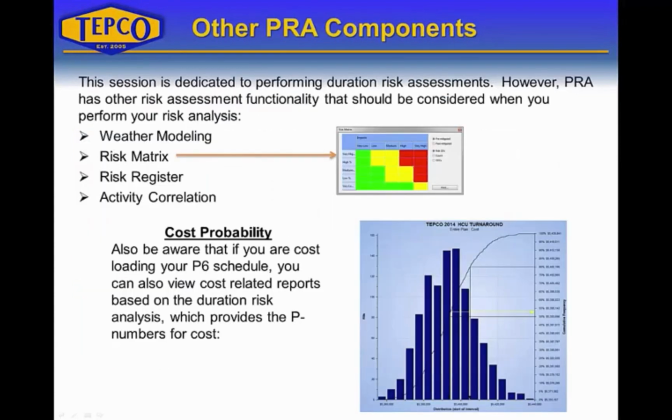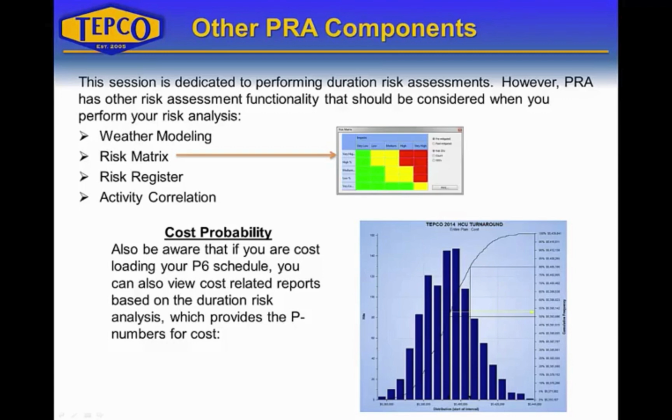I mentioned already that this session is really just dedicated to duration risk assessments. However, I want to make you aware of some other functionality in Primavera risk analysis that you may want to consider. It does have a weather modeling tool in it. It also has a risk matrix, and the risk matrix is customizable. The one in the example here is a 5x5, but you can increase that to say an 8x8, whatever your organization requires. There's a risk register that you can build out, and then there's activity correlation.